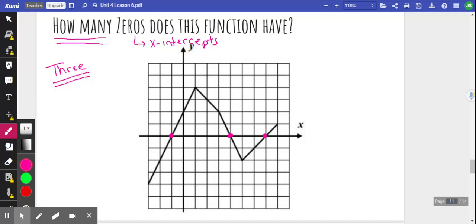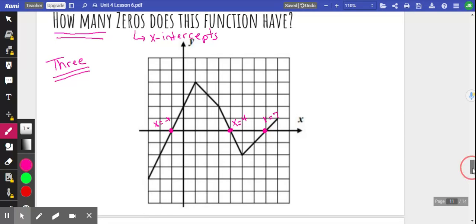zeros for this one. If we wanted to be more specific, which I didn't ask you that, but this one right here is at x equals -1. Then we've got our next one at 1, 2, 3, 4. And our last one at 5, 6, 7. Okay, so zeros are where you cross the x-axis.